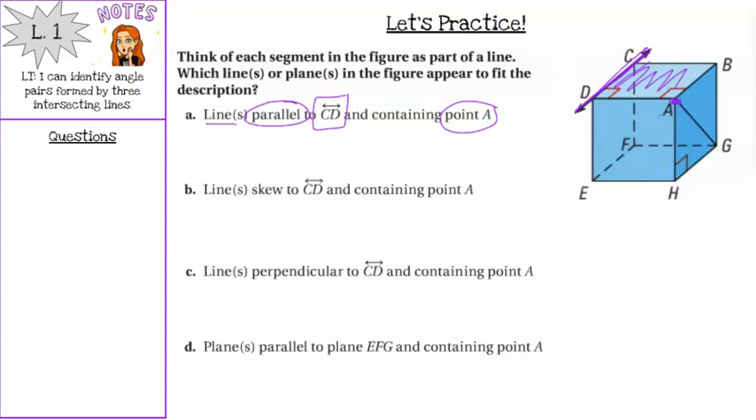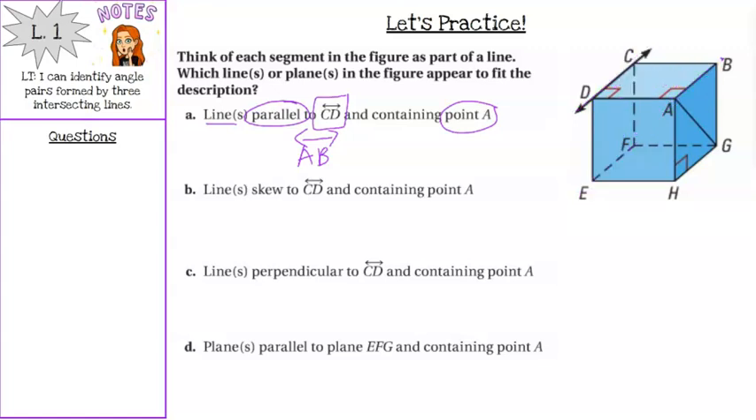And it has to go through point A, so it would have to be line AB. Another parallel line would be EF, because they are on the same plane, because CD also exists on this side plane over here. But it does not contain point A, so we would not put it down for part A.